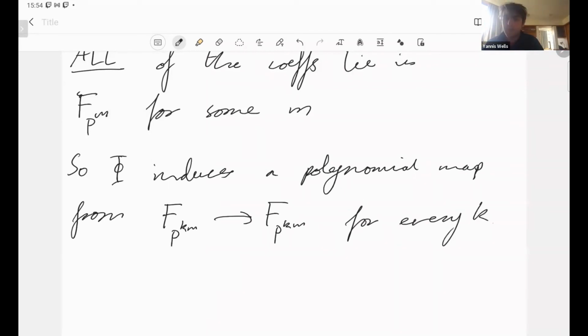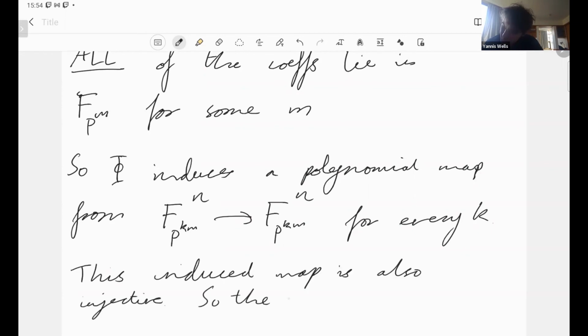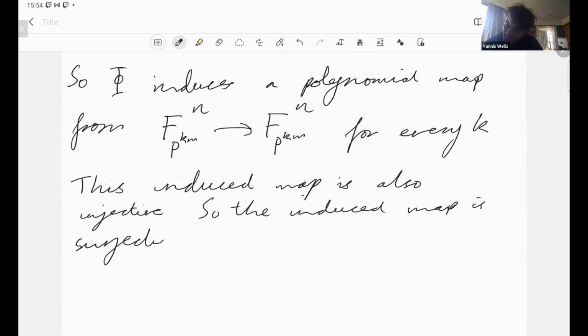And now, because phi was injective, this induced map is also injective. Oh, I need to do it to the power of n, sorry. So the induced map is surjective. This is just by counting, because F_{p^{mk}} is a finite field, F_{p^{mk}} to the n is a finite set. An injective map from a finite set to itself is surjective.